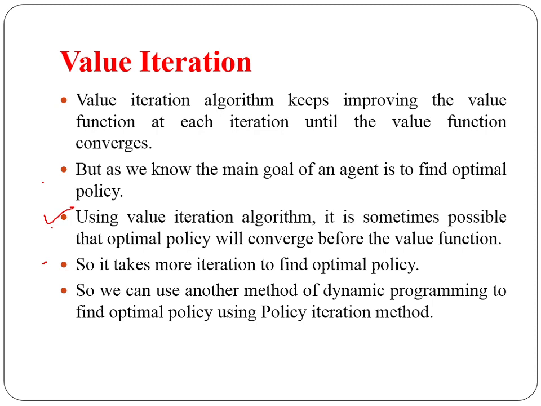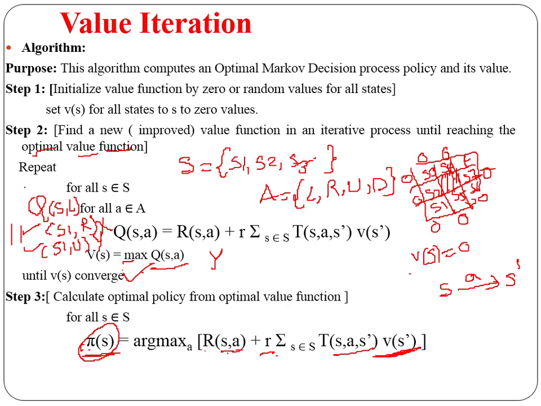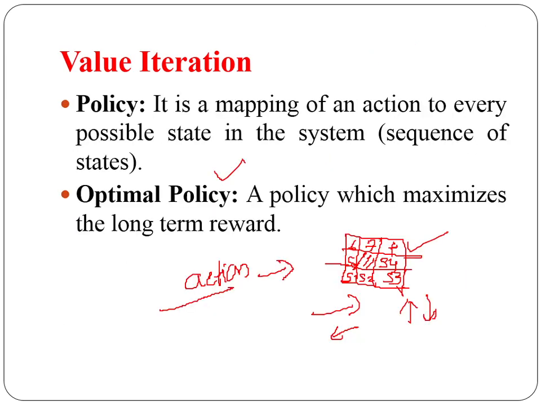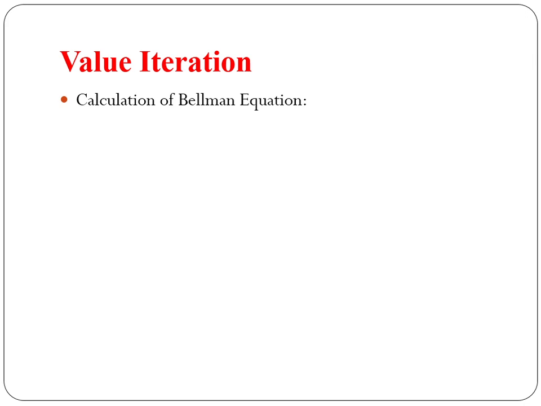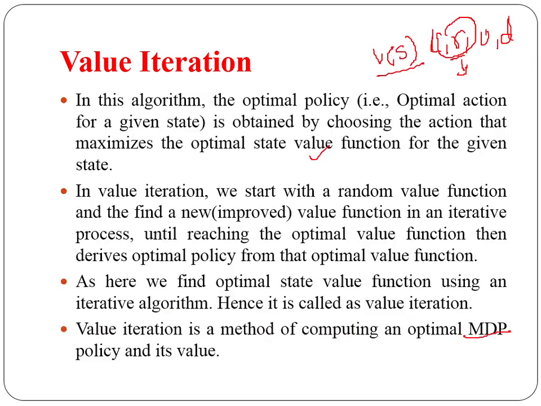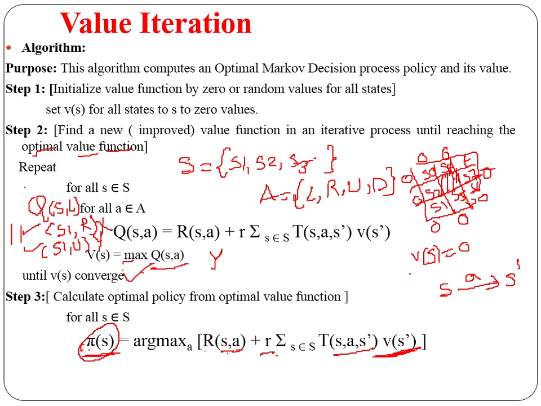In contrast, the alternative to value iteration is the policy iteration method. Policy iteration is an alternative to value iteration, and in policy iteration this problem is overcome. That means it takes fewer iterations, whereas value iteration takes more. With this, we have seen the value iteration algorithm and how the Bellman equation is calculated. This is the concept with respect to value iteration. With this I conclude this session. Thank you.